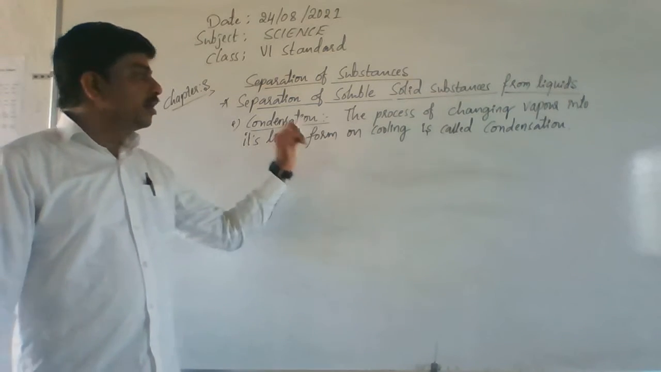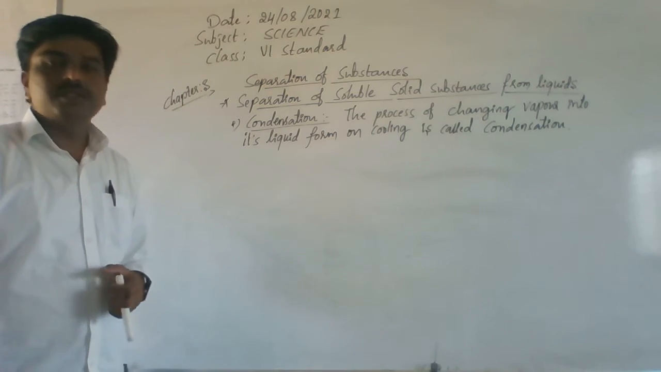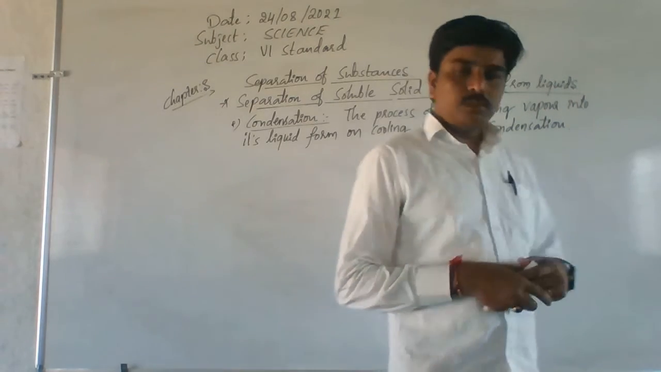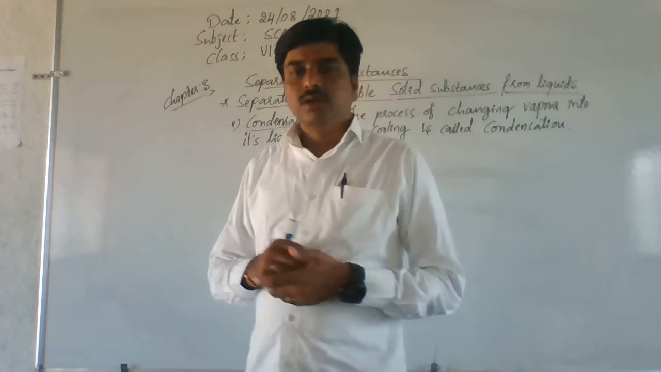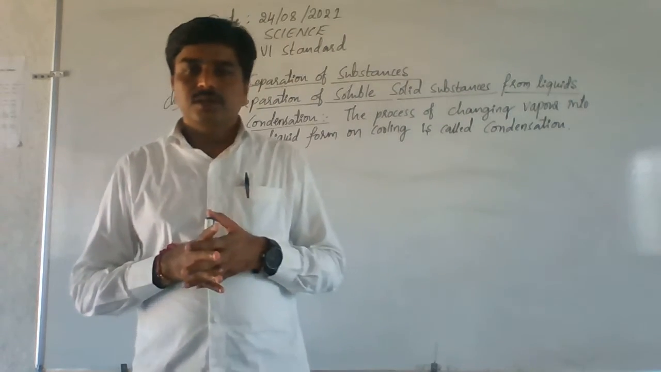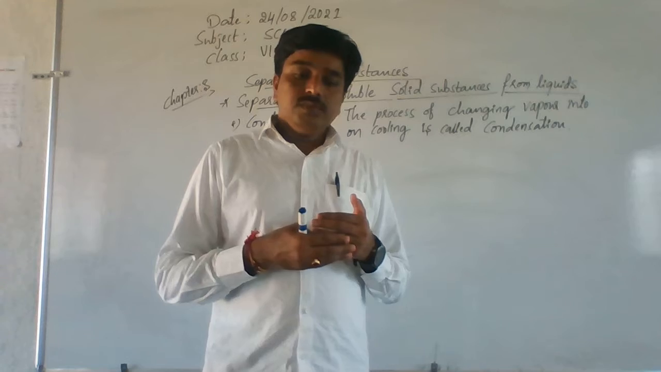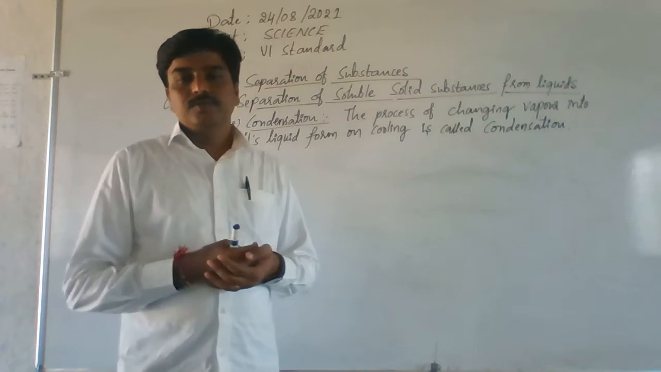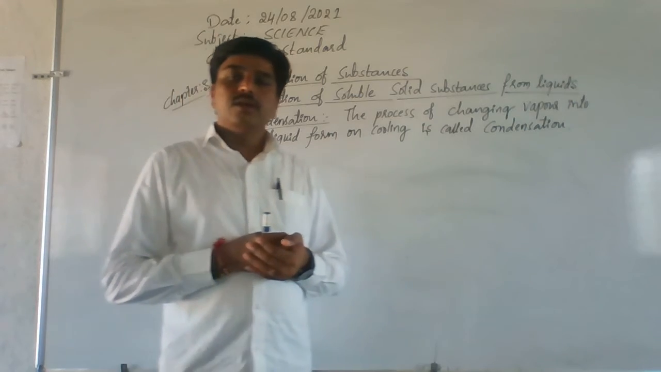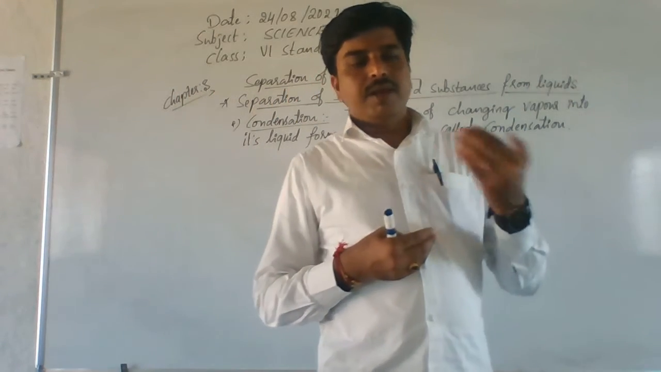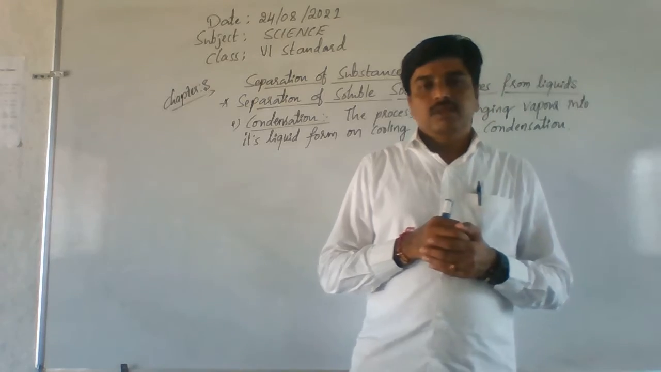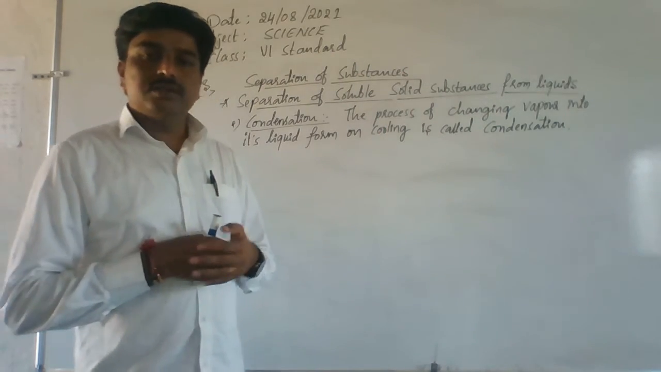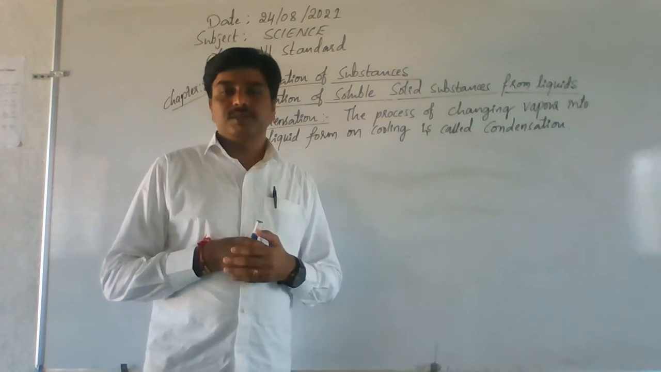Second method in this category, separation of soluble solid substances from liquids, is condensation. What is that? Condensation method. What is this condensation? Condensation means it is a process of converting vapor into its liquid. Process of converting vapor, you can say it's a gas, into its liquid. So that we call condensation method.